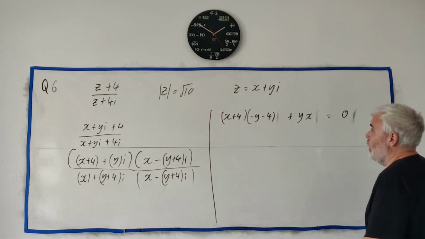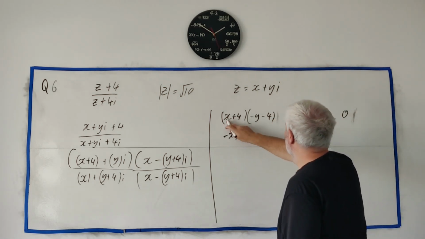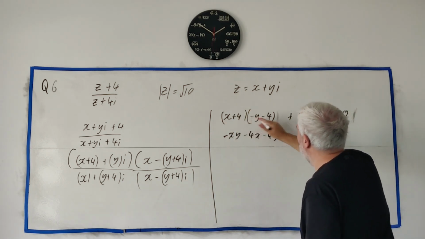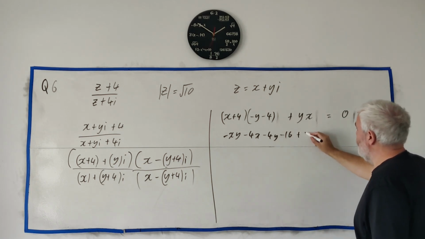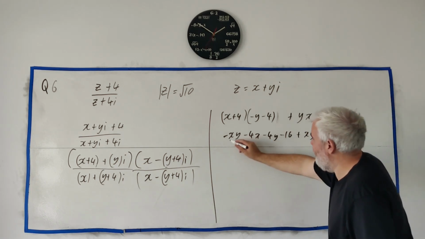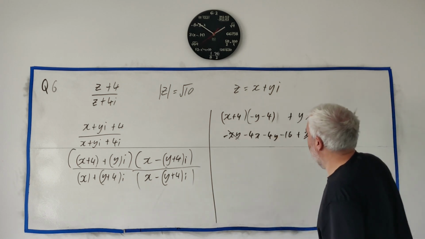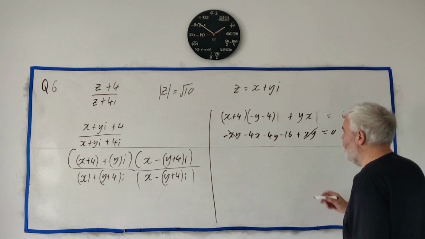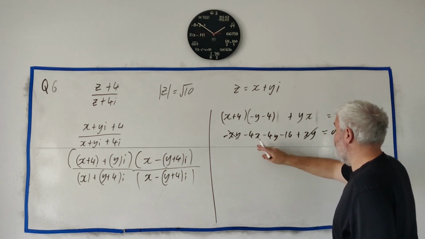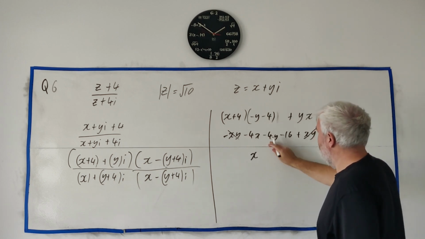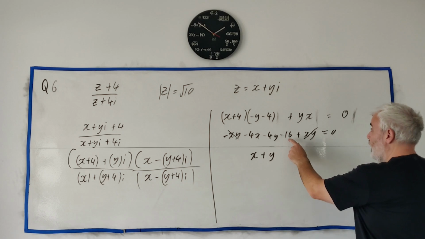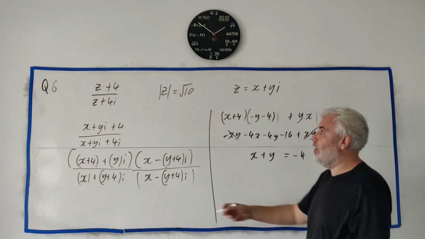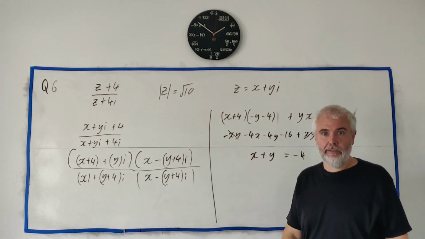So let's clean this up a bit. We get minus xy minus 4x. I'm just multiplying this all out. Minus 4y minus 16 plus xy equals 0. We have xy and xy, they cancel. Everything divides by 4, and we've moved the 16 over. So let's divide everything by minus 4. We get x plus y plus 4 equals minus 4. This is the information we get out of the fact that this is real.